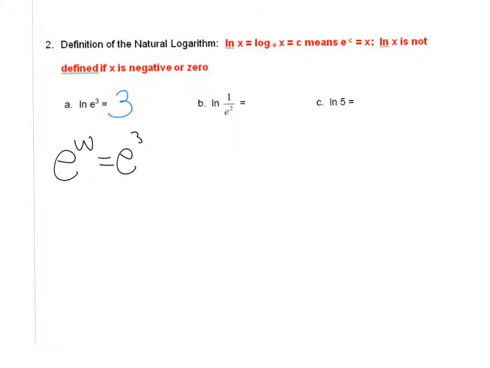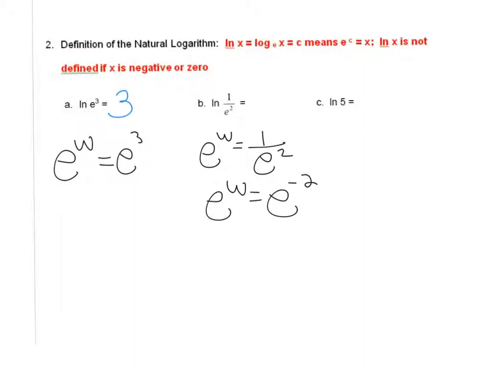So for B, e to what power is 1/e squared. To make that not a fraction, I'll make the exponent negative, so that power is -2. Now for C, e to what power is 5? I don't know that. You can use your calculator. You have to use your calculator to evaluate it. So you can type the ln button. And if you type that in your calculator, you should get 1.609.